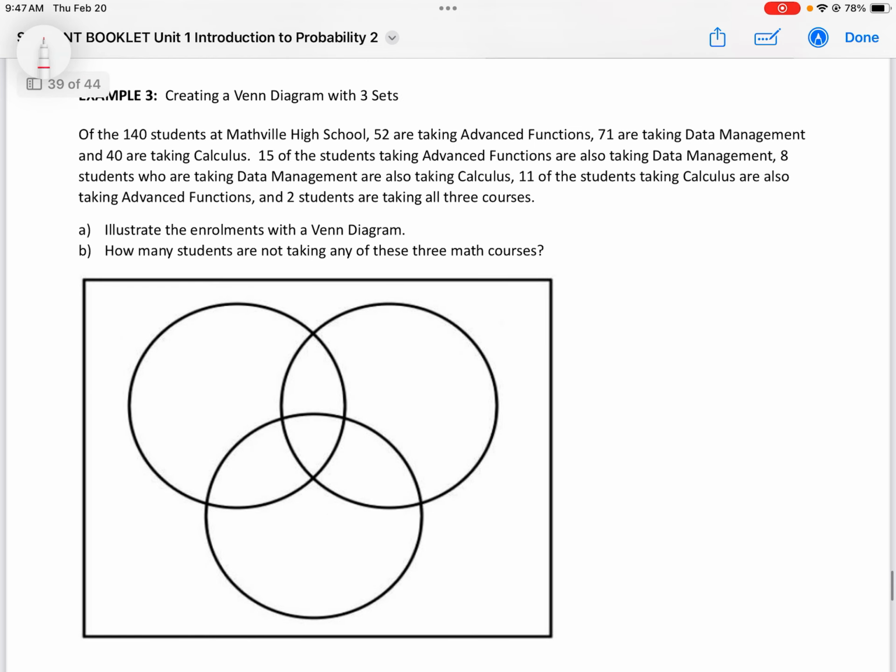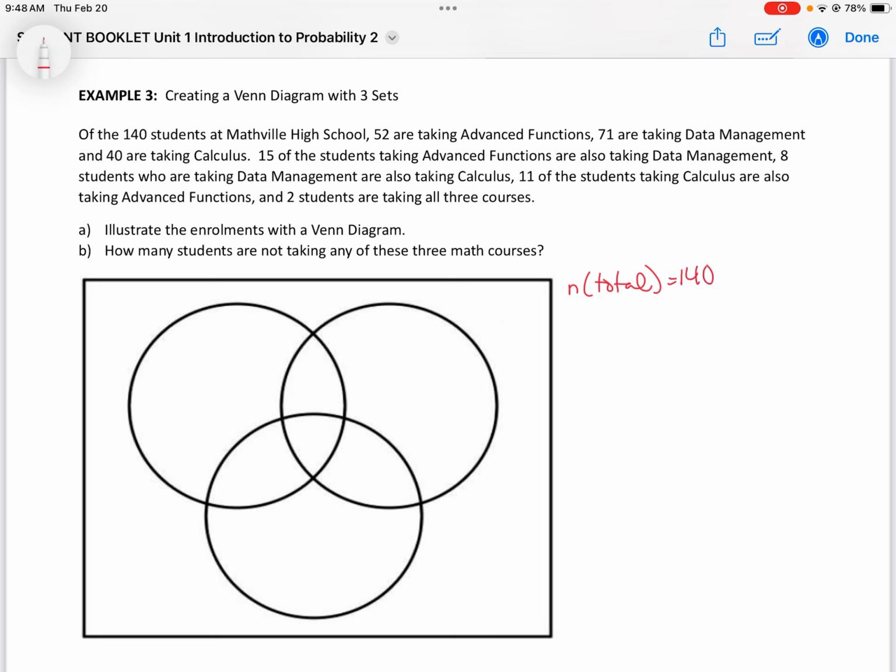Okay, creating a Venn diagram with 3 sets. So if you're given a bunch of information, my recommendation is to first list all of the information and then work our way from the inside out. So there's 140 students at Mathville High School. So just like the total in our universal set, it seems to be 140.